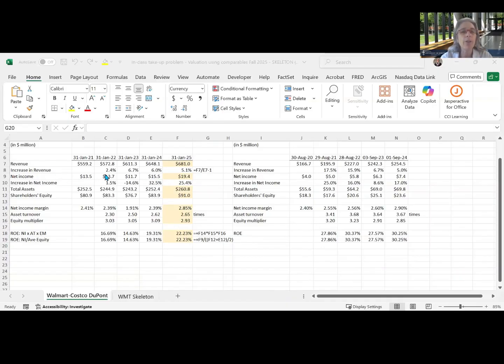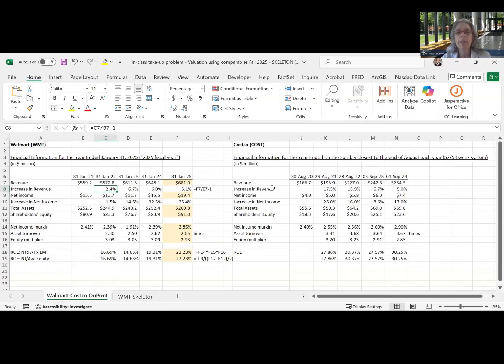We obviously haven't got a change number for 2021 because we don't have the prior year number. So we've only got the changes from 22 onwards. If we look at just Walmart on its own, net income grew slowly in 2022. Then coming out of COVID, net income grew strongly in 23 and 24, and then net income growth has slowed down in 2025. It's hard to know whether that is a good or bad number without looking at other companies in the industry. So that's why I've put the Costco numbers over here.